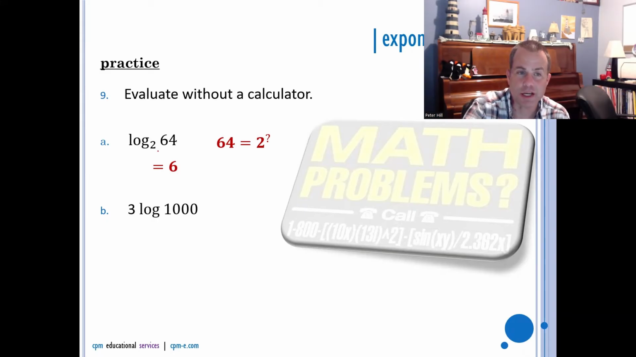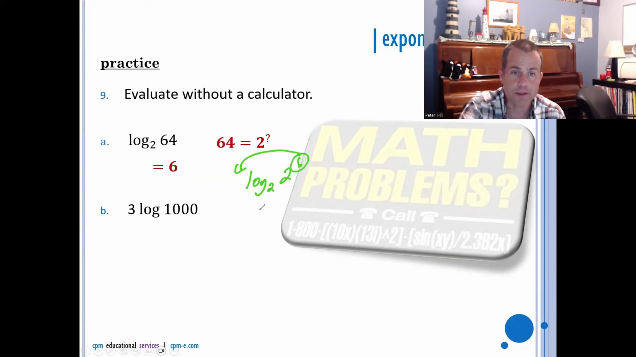The other way to look at this is to have written it as log base 2 of 2 to the 6th, and then use your power log law, right? This can come to the front, and that would be 6 log base 2 of 2, and then we know that log base 2 of 2 is 1, and so that would give me 6 that way as well. Okay, whatever makes the most sense to you is totally okay by me and totally okay by Alberta Ed.